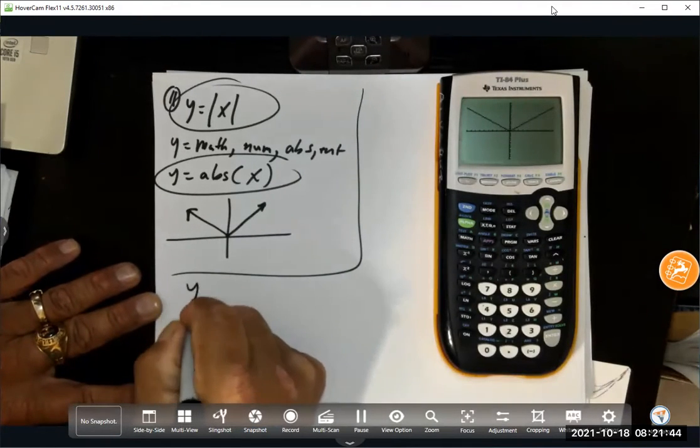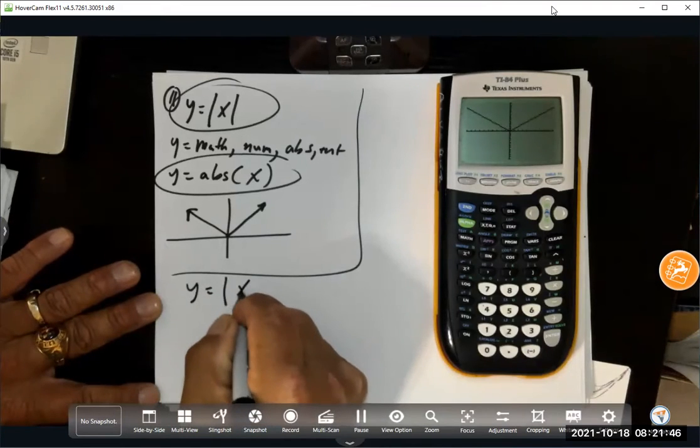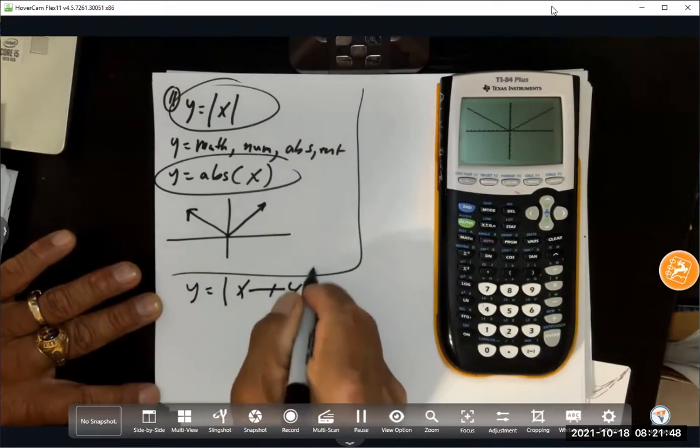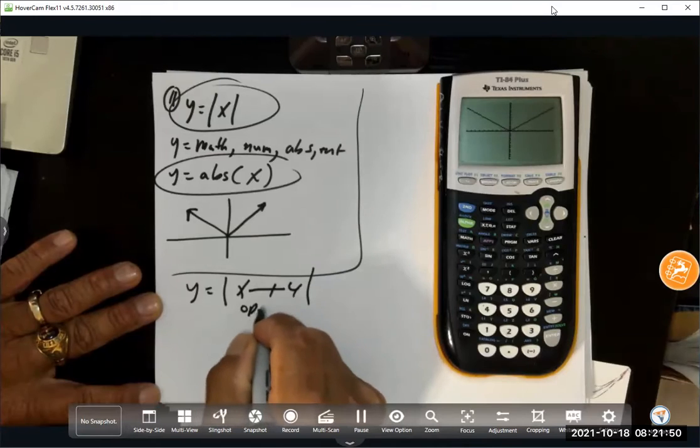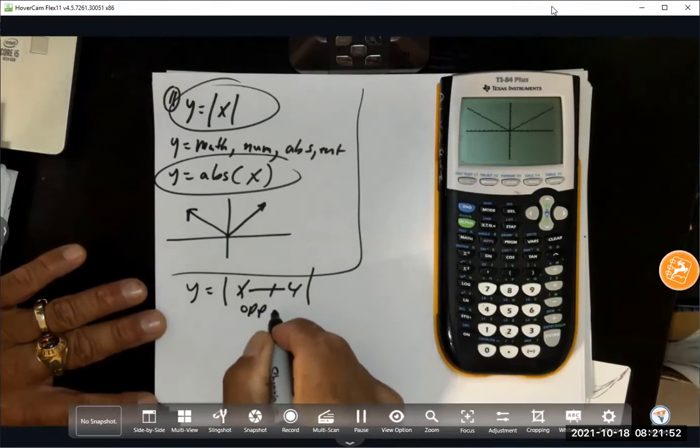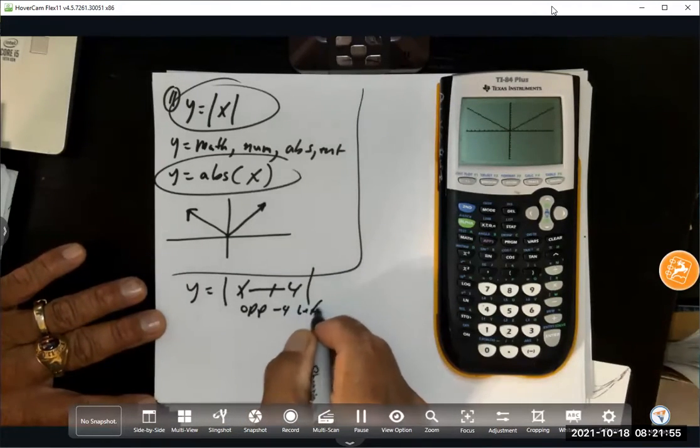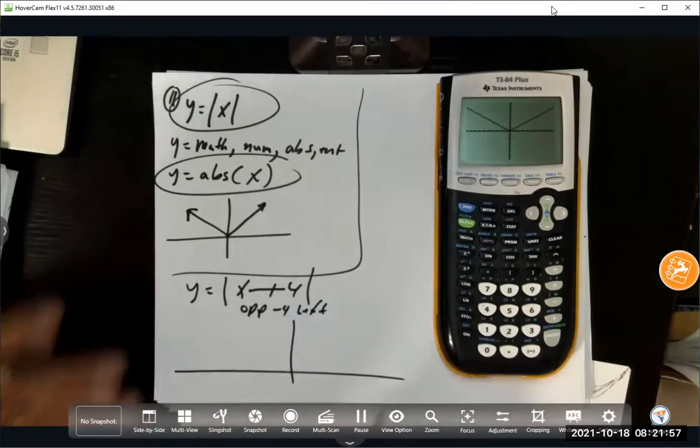I'm gonna say y equals absolute value of x plus 4, and it does the opposite. Like I told you, the opposite when it's inside there. The opposite of this is gonna go -4 and it's gonna go left. So I'm gonna draw this thing. Let's just run the machine.